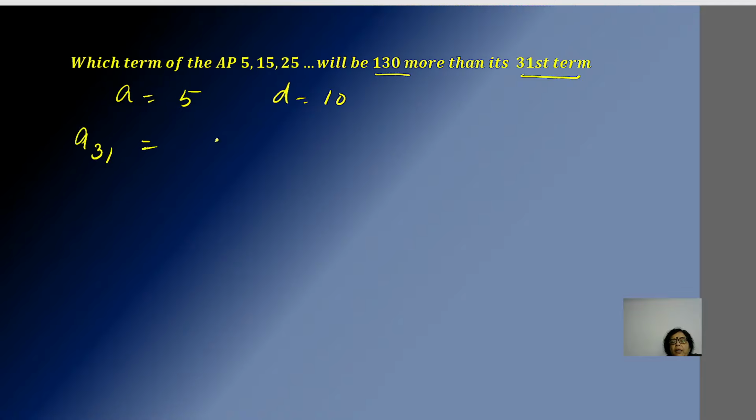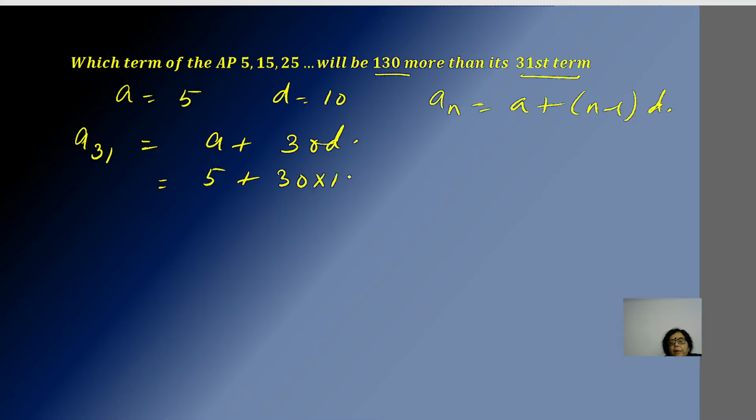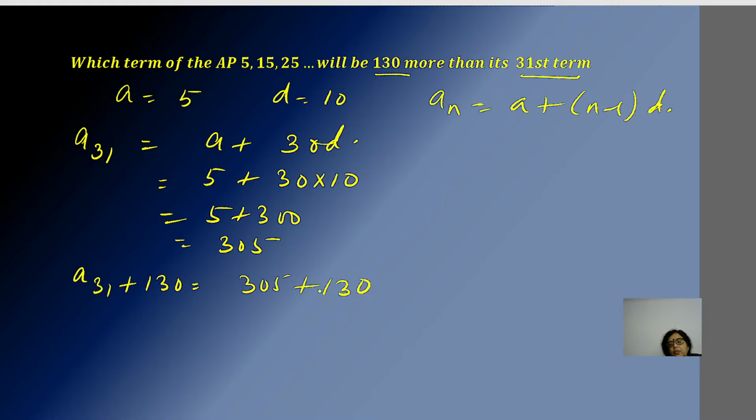So A31 will be equal to A plus 30D, using the expression AN is equal to A plus (N minus 1) into D. So we get over here A is 5 plus 30 into 10. So this becomes 5 plus 300. That makes it 305. Now the term is 130 more than the 31st term. So A31 plus 130 will be 305 plus 130, that is equal to 435.